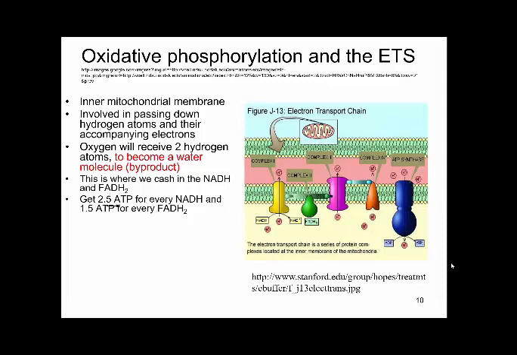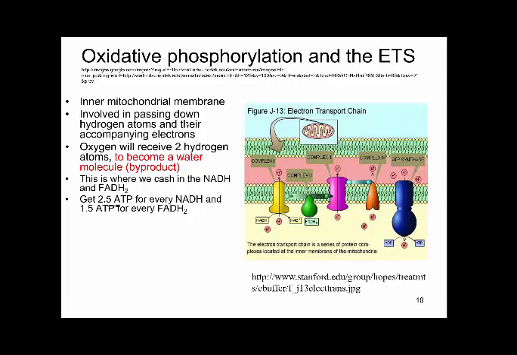In the electron transport chain, there are different enzymes, protein complexes that are involved in this entire process. Do not memorize all of those complexes. Please understand that it is here where we cash in our NADH and FADH2. For every NADH, we get 2.5 ATP, and for every FADH2, we get 1.5 ATP.